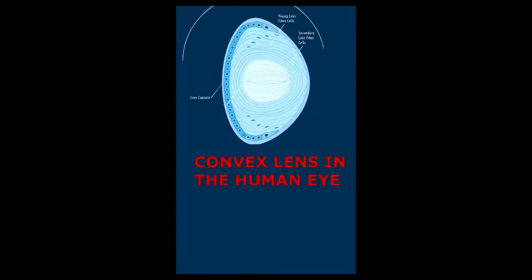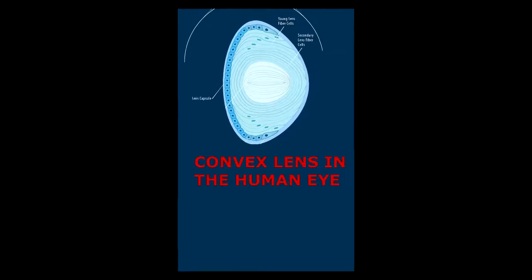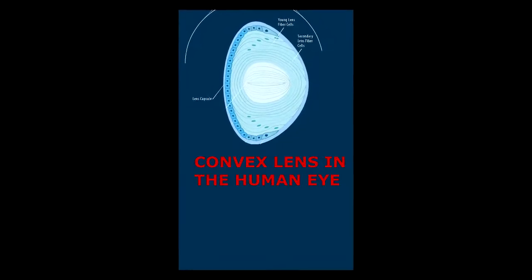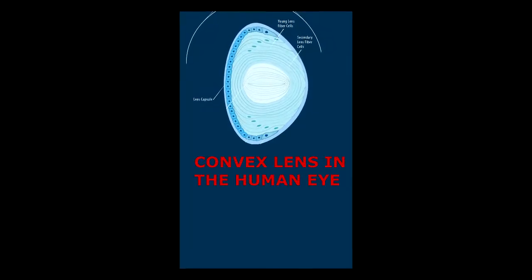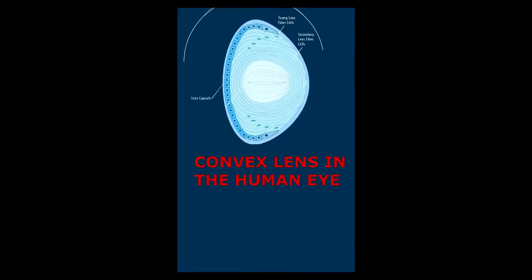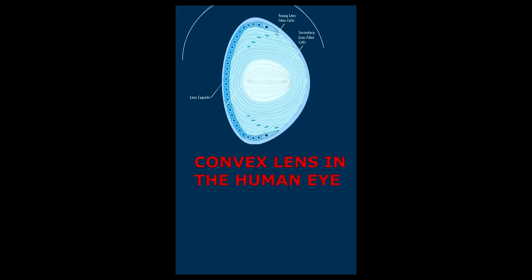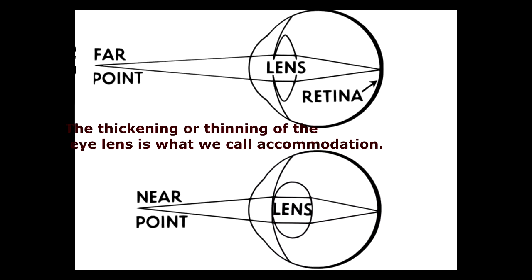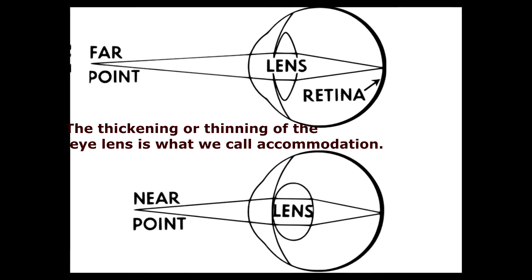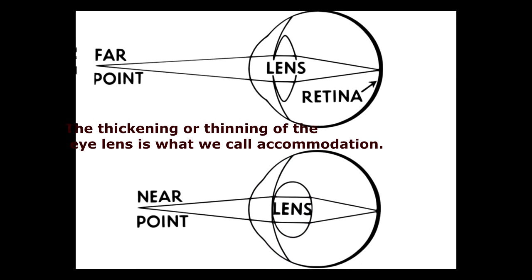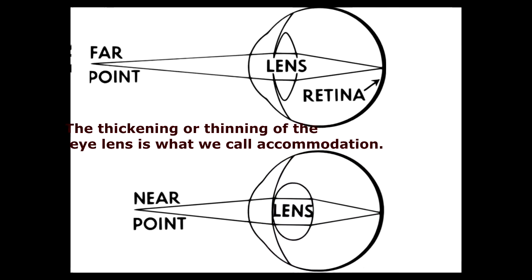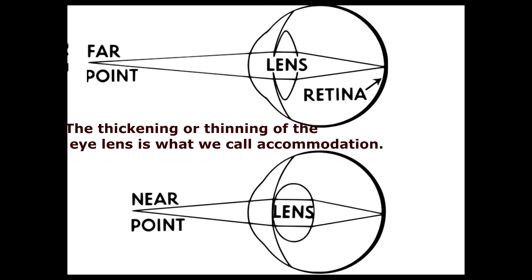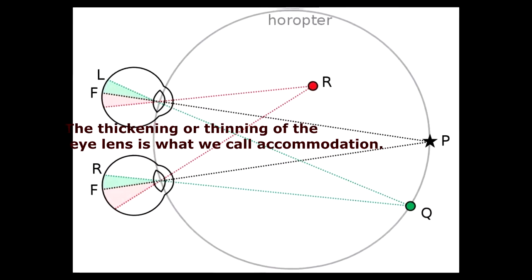Let us look at the lens of our eye. Our eye has a convex lens. It is thick in the middle and thin at the edges. We can also call it a converging lens because it makes parallel beams of light rays meet at a point. Its main duty is to focus images on the retina. The lens does this by thickening and thinning to properly focus images at the retina. This is what we call accommodation.